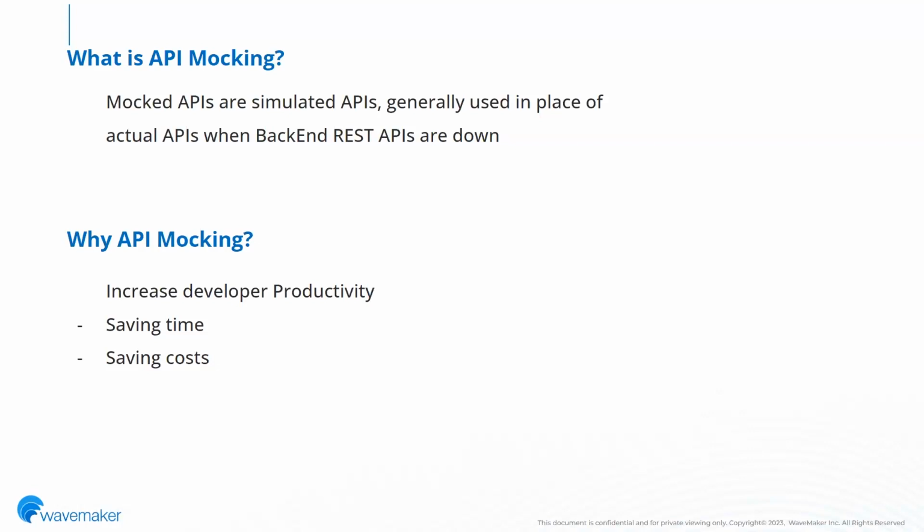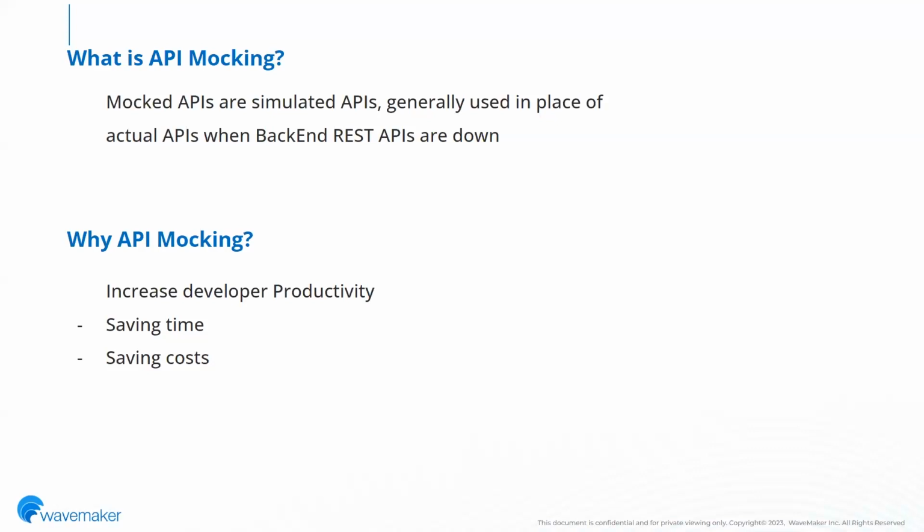Imagine you are developing a UI application on top of APIs which have been delivered by your backend team. All of a sudden, you realize that the API is down, the backend team is not in your time zone, and the API instability is impacting your productivity. What will you do as a developer?